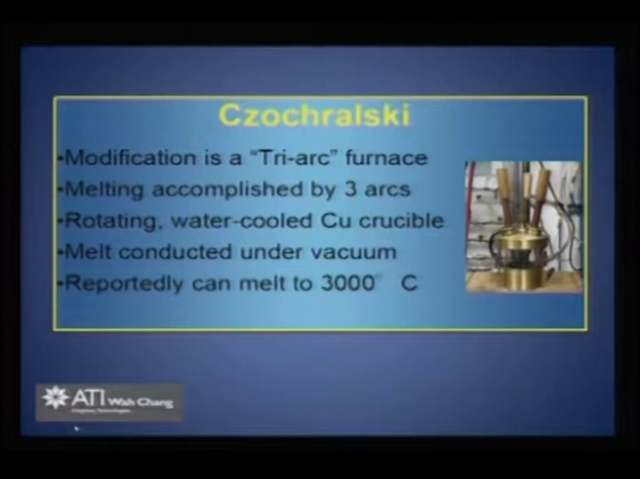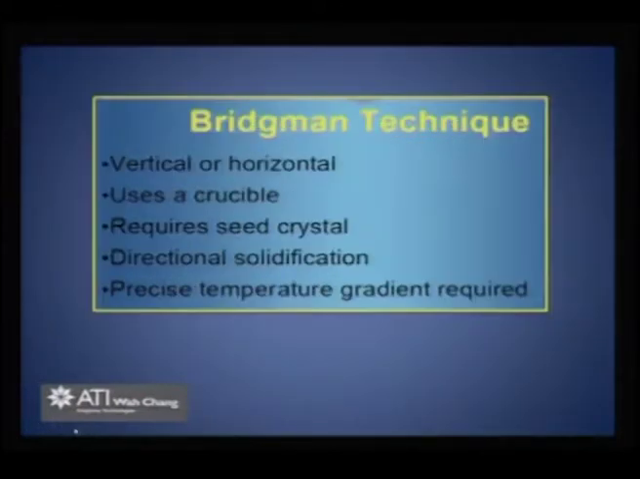The Czochralski method can also be modified, and this is one such system where they use a tri-arc furnace to quickly melt the feed, and melting is accomplished by 3 arcs. Then you can use a rotating water cooled copper crucible, and we can do this in a vacuum. We can achieve up to 3000 degrees C using this sort of tri-arc furnace.